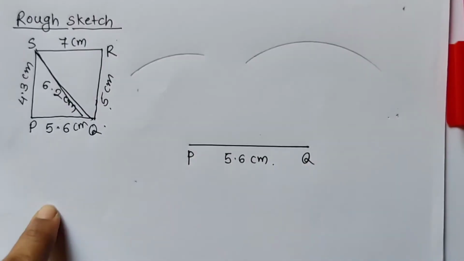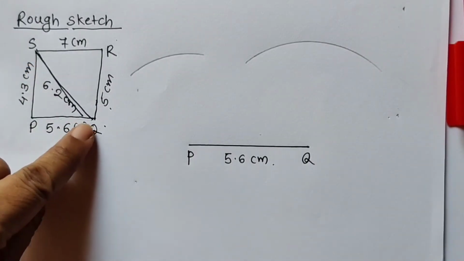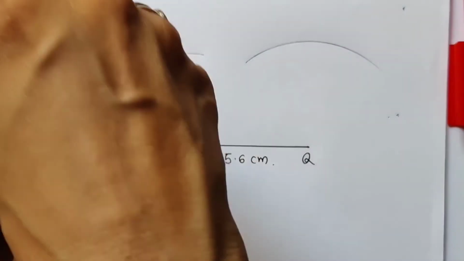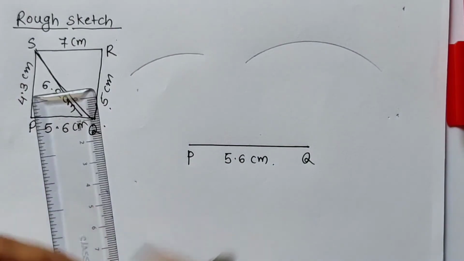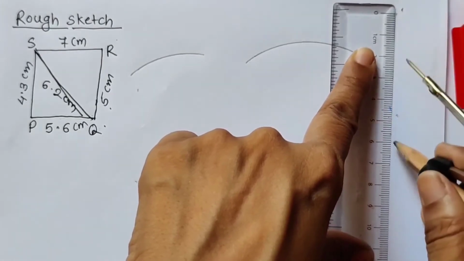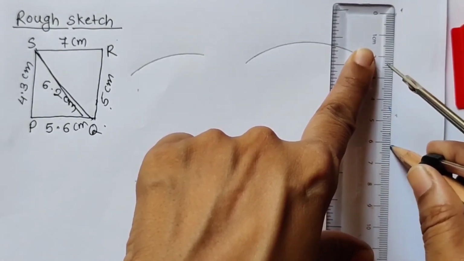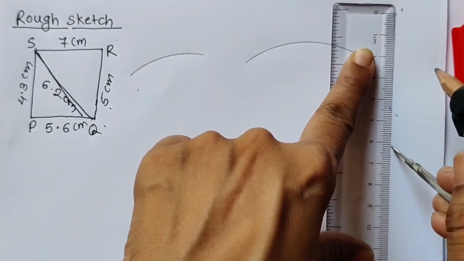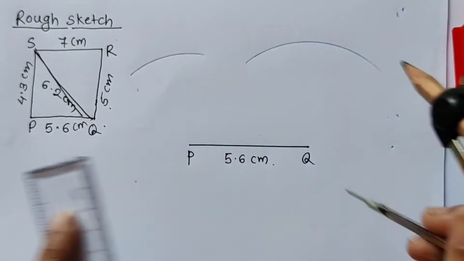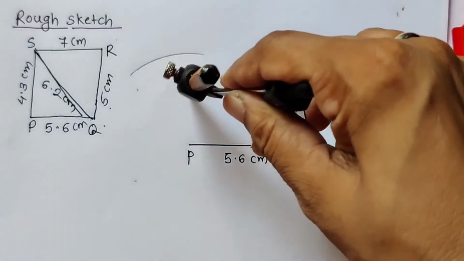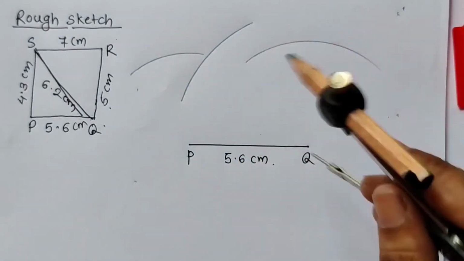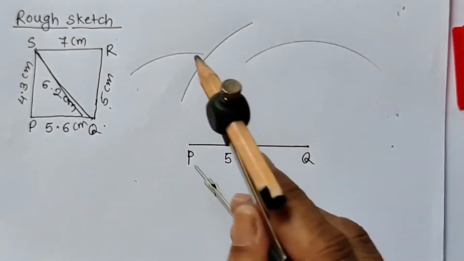Now how to fix this point S? As you all know, this diagonal length is also given, 6.2. QS is 6.2. From Q to S it is 6.2. So I am going to take 6.2 distance in my compass. First I put a point at 0 and second I put at 6.2, after 6 the second line. So 0 to 6.2 I take the distance in my compass. Then I will draw an arc from point Q which touches the previous arc. It is not touching properly, so I am going to make it a little longer.